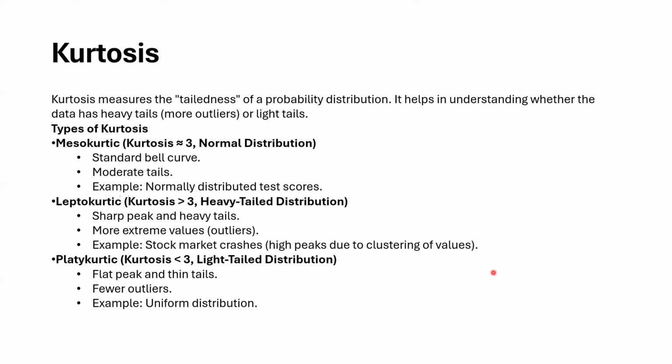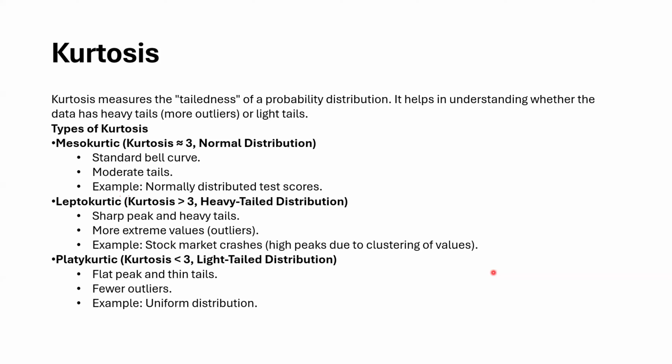But what is leptokurtic? Leptokurtic will have a kurtosis value greater than 3. It means a heavy tail distribution. We will see the graphs of how all these three look. We'll have a sharp peak and heavy tails. I'm talking about the leptokurtic here. It will have more extreme values, meaning more outliers. Example, stock market crashes, high peaks due to clustering of values.